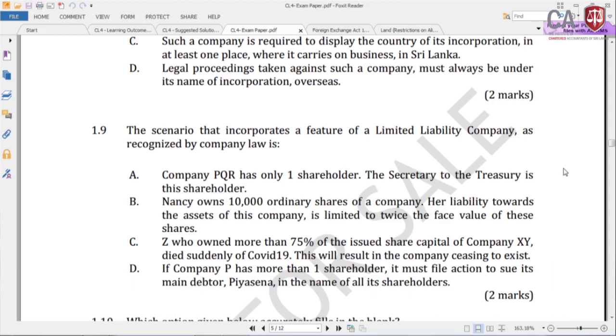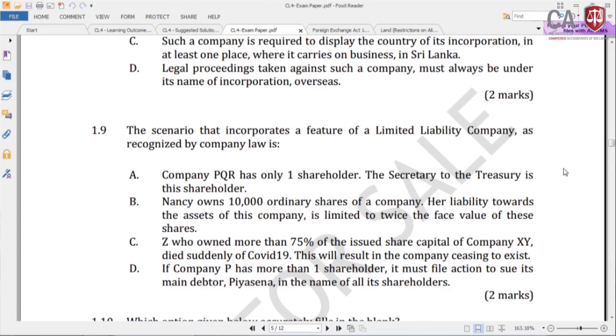This results in the company ceasing to exist? No, it won't happen, because the company has existence as it's a legal person. The company can exist even without such a majority shareholder, because the only thing is that then Z's shareholding will go to an heir of Z, where the heir can thereafter obtain the 75%. The company will still exist. So that means statement C is wrong.